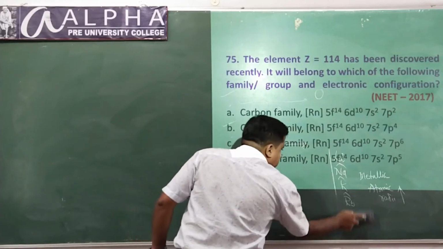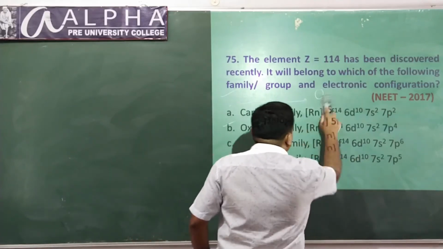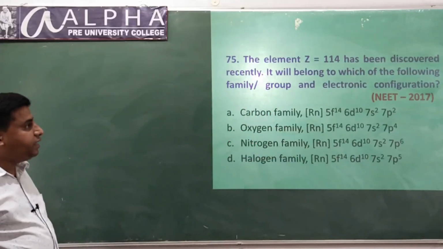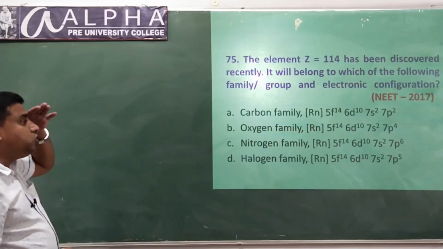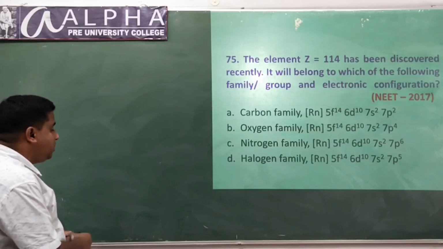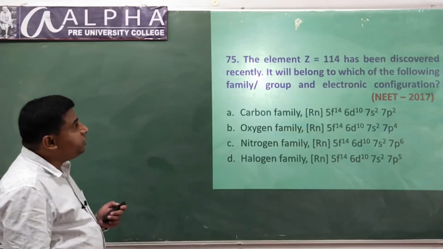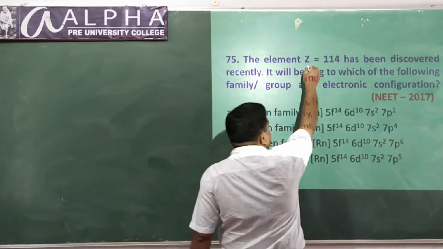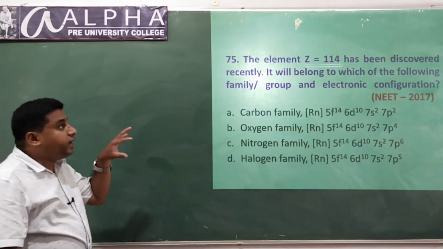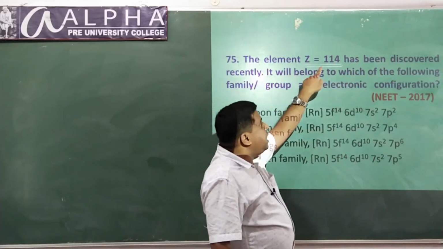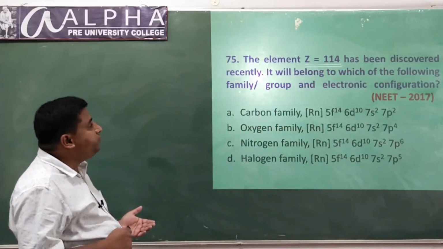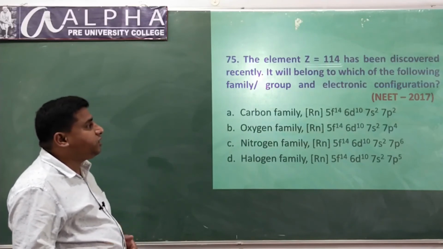Students, this question is from NEET 2017, a very recent question. The element with atomic number Z equal to 114 has been discovered recently. It will belong to which of the following family or group, and what is its electronic configuration? The element has atomic number 114. It has been discovered recently.